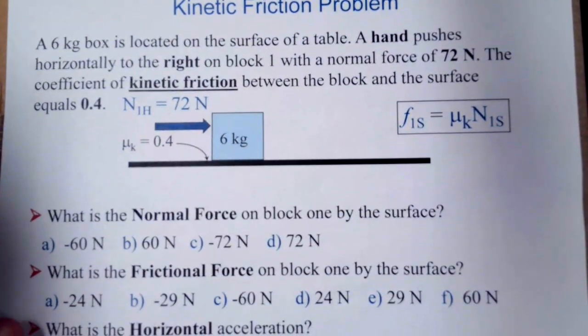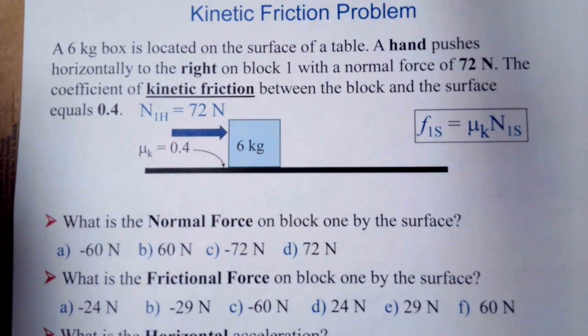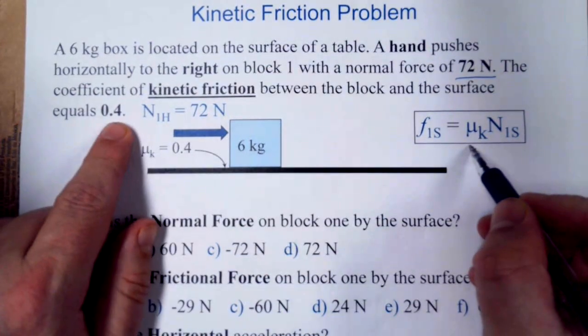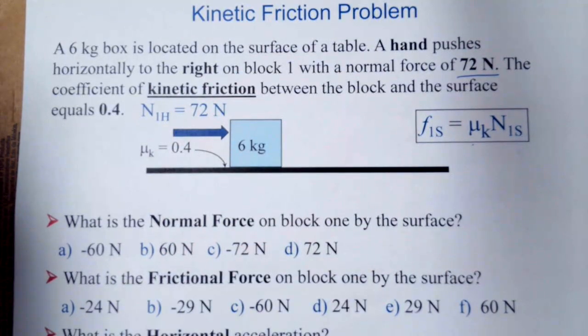So let's check the second problem. So this is the one I think you have to do. I don't want to overdo it here, but this is a very similar problem. In this case, we've got a box that is located on the surface of a table. The hand is pushing to the right, and this time we are given the force. We are told that the normal force by the hand is pushing to the right by 72 newtons. The friction force we can find using the kinetic coefficient of friction. So we're told it is 0.4.